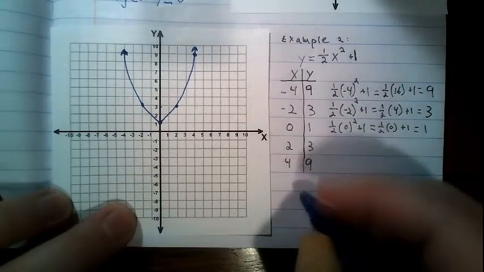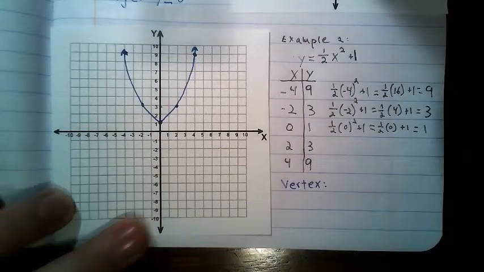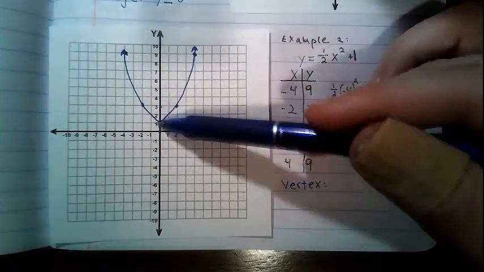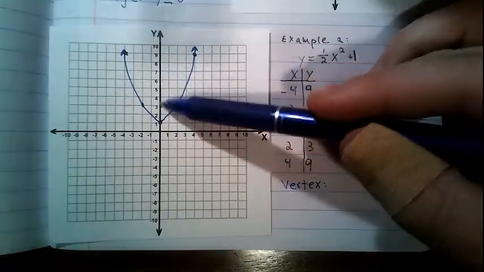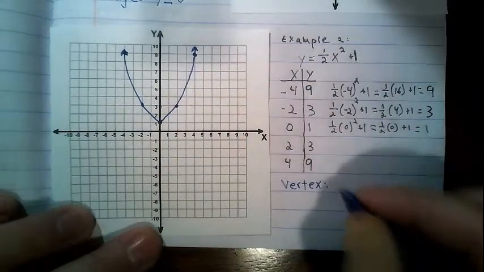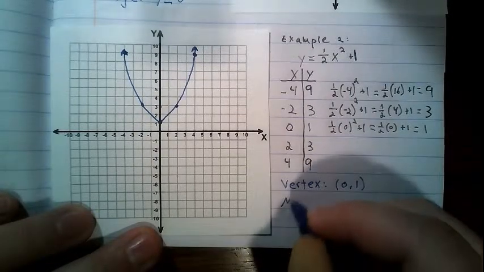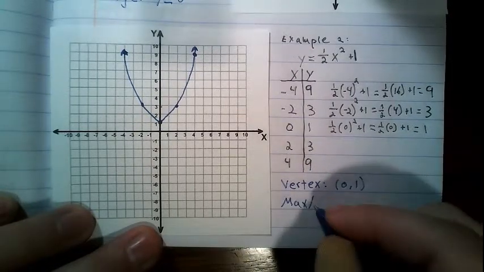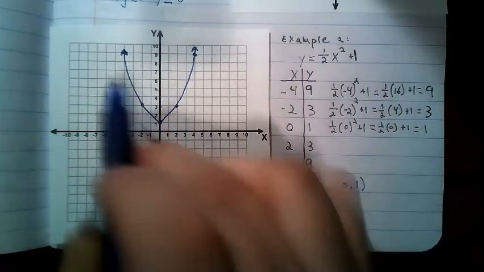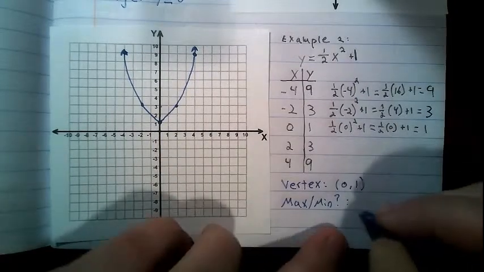So, again, what is the vertex here? Here's the axis of symmetry. What is the highest or lowest point? Right? Vertex is here. So that's the point 0, 1. And is it a max or minimum? Well, it is the lowest value here. Since it's the lowest value, it's going to be a minimum.